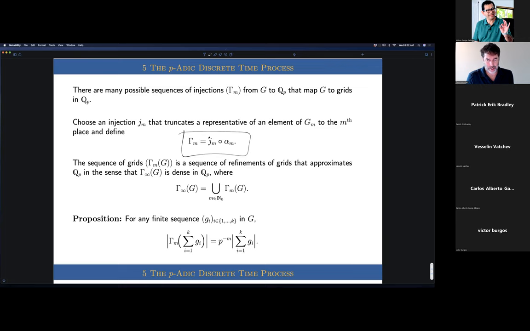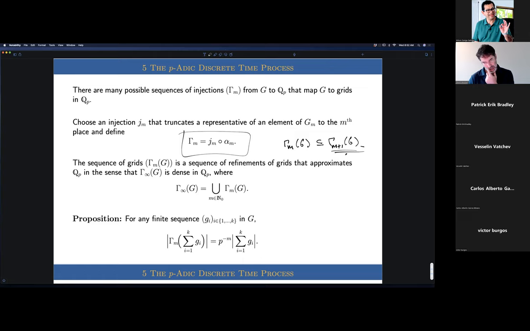There's no reason to do it other than that it makes calculations a little bit easier, but it doesn't make any difference. The sequence of grids is a sequence of refinements that approximates Q_p. The nice thing about this is that your Gamma_M of G is contained in your Gamma_{M+1} of G, so it just makes it easier to work with. Your Gamma_infinity of G is then the union of all these, and is dense. Again, it doesn't have to be like this.